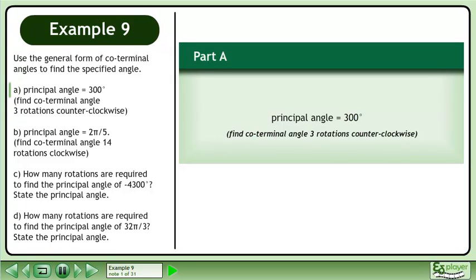Use a general form of coterminal angles to find the specified angle. In part A, we have a principal angle of 300 degrees and we want to find the coterminal angle after 3 rotations counterclockwise.